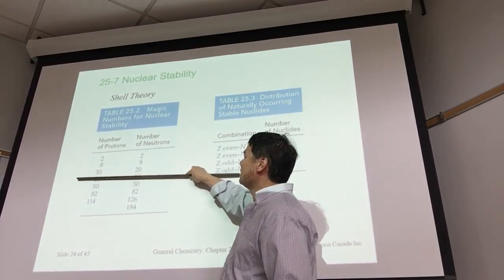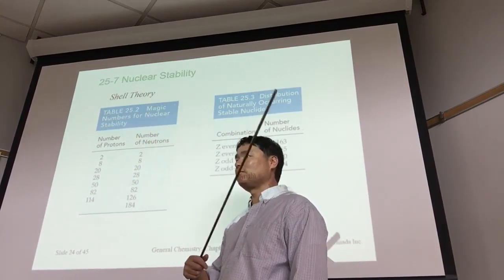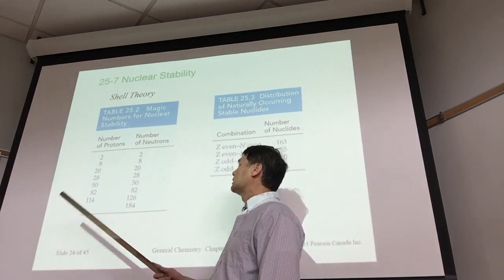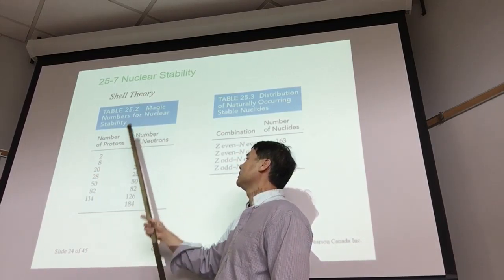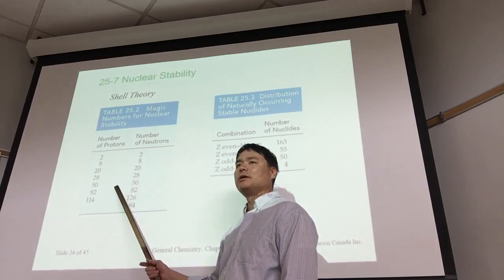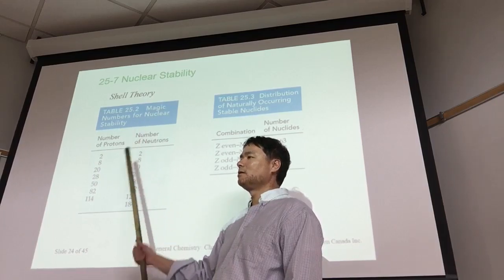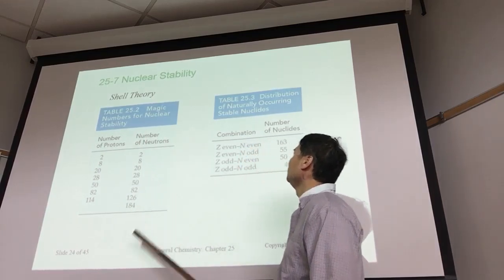And the magic numbers, they think, correspond to shells in the nucleus, filling the shells, like filling orbital shells for electrons. And so that's called the shell theory, because the hypothesis is that the nucleus must form shells, and therefore that ends up giving us shell theory. This is the pattern that's seen.